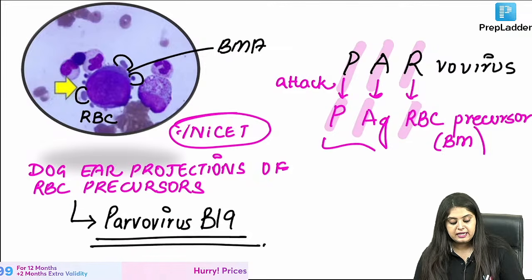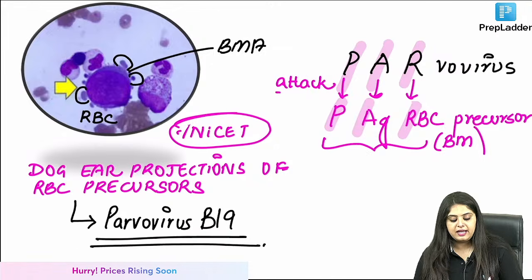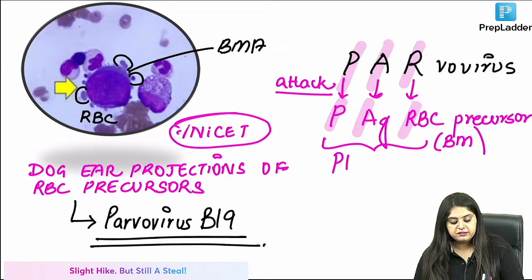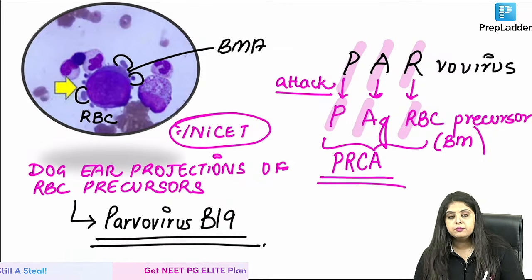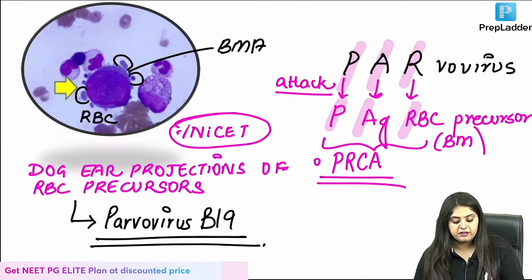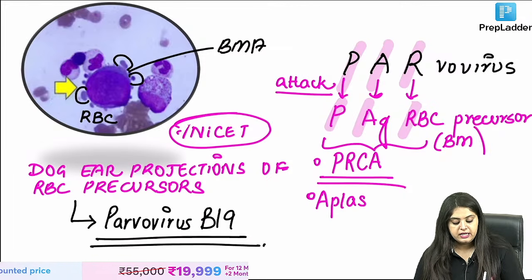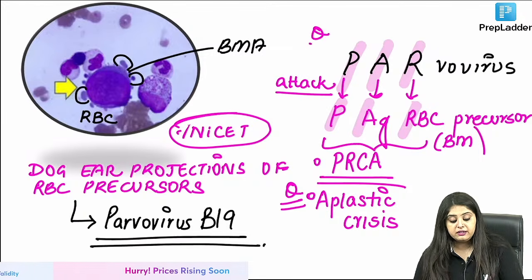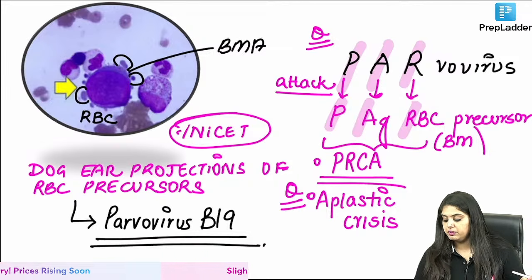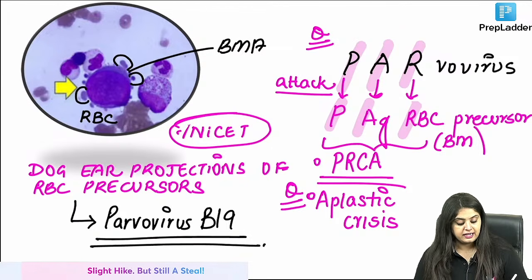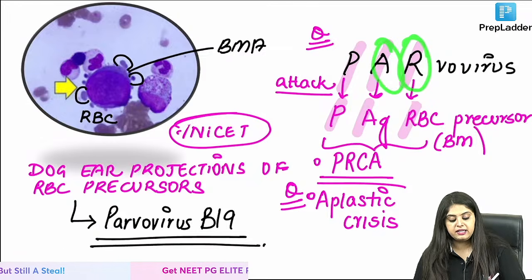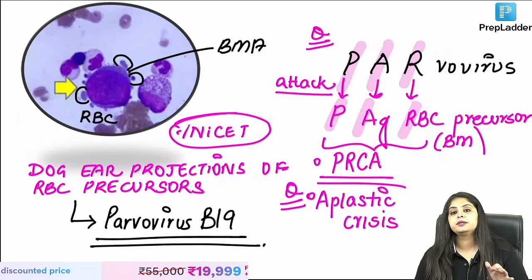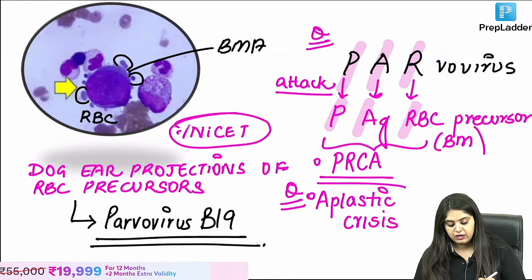And now tell me that if red blood cell precursors are being attacked, they will ultimately stop working. They'll say, okay, fine, we are dead. Will this result in pure red cell aplasia? Pure red cell aplasia, or if the entire bone marrow stops working, it will result in aplastic crisis. That's the question that you get in patho. Which is the virus responsible for aplastic crisis? That is parvovirus, because I know it is attacking the red blood cells. I will talk a lot about this in micro, but this is the patho segment of it that I have already covered. And this was for INI-CET students.